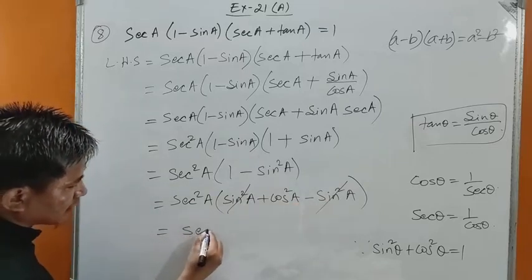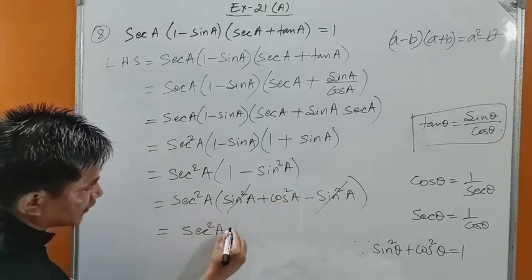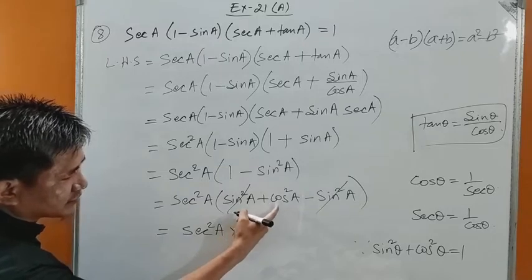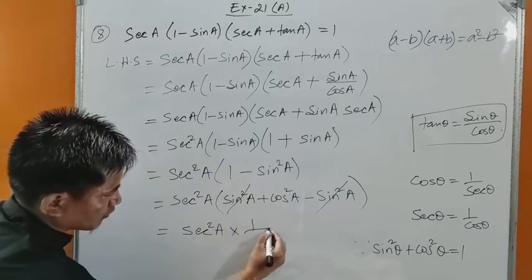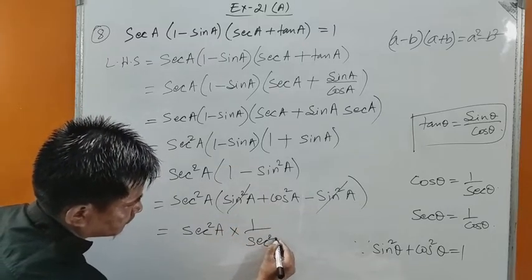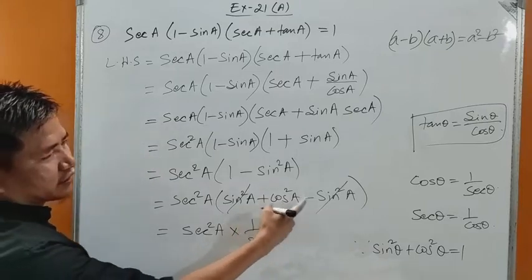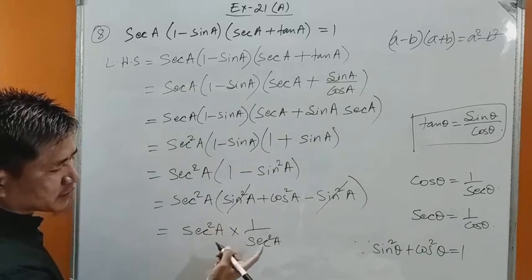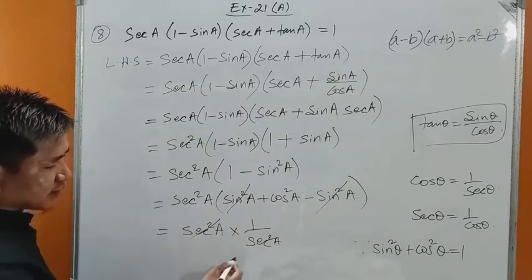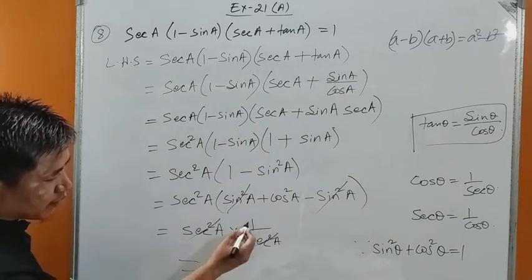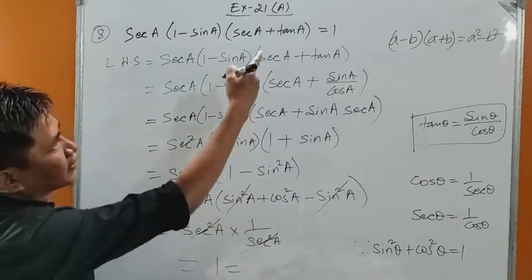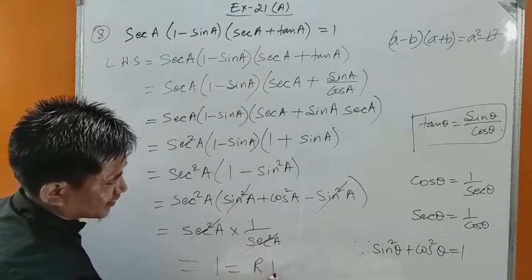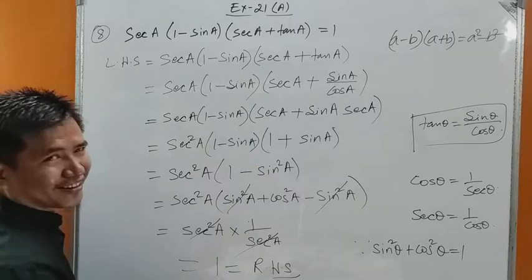So sec square A into cos square A, isn't it? Plus cos square A can be written as 1 upon sec square A, because cos theta equals 1 upon sec theta. So this cos square A can be written as 1 upon sec square A. So this sec square A and sec square A cancel out, so we have 1. This one is the right hand side, RHS. Hence proved. I hope you got this.